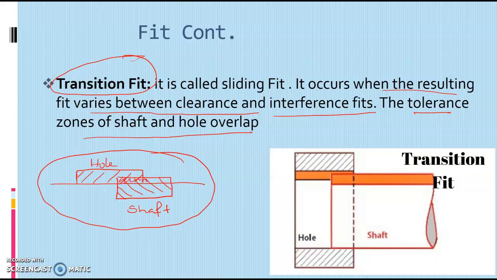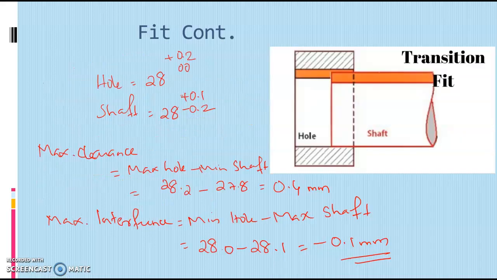Because of this overlapping, the possibility is that it will have either a clearance fit or an interference fit. Let's consider this example. The hole size is given as 28, 0 and 0.2, and the shaft size is given as 28 plus 0.1 and minus 0.2. So the maximum clearance can be determined as maximum hole minus minimum shaft. So it is 28.2 minus 27.8. It is 0.4 mm, and that can be represented like this. This is the maximum possible clearance in this fit.